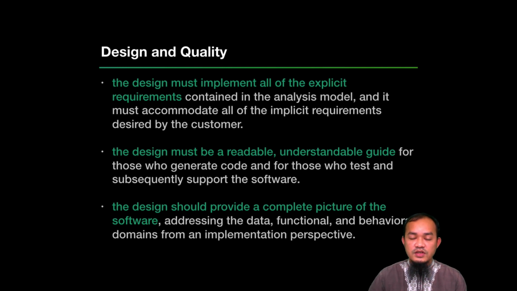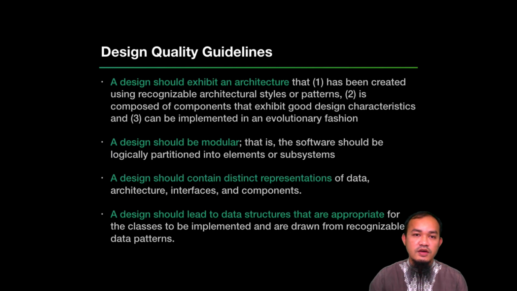So after we design the phase of implementation, we'll take the design and then do implementation. So we have to make a clear picture of the software design. This is what we call design and quality. Three main things of the design quality. Okay, we have a design quality guideline that you have to follow. That is recommended you to follow.